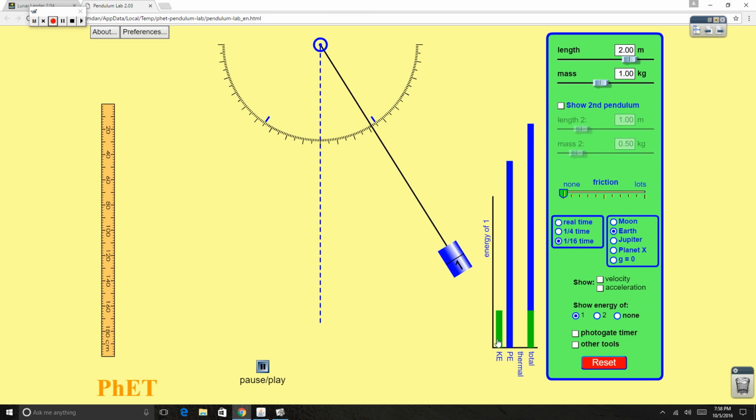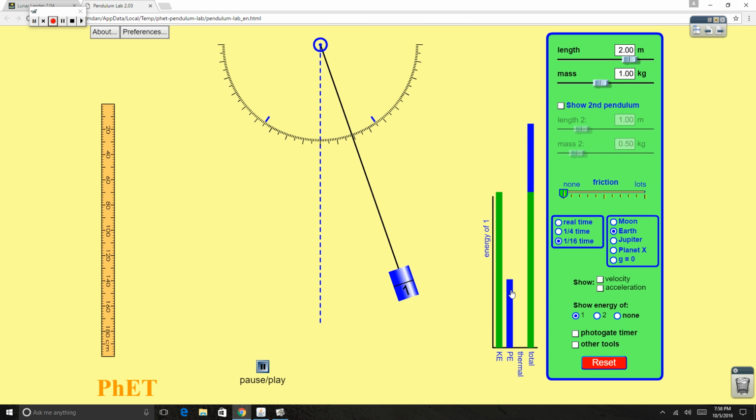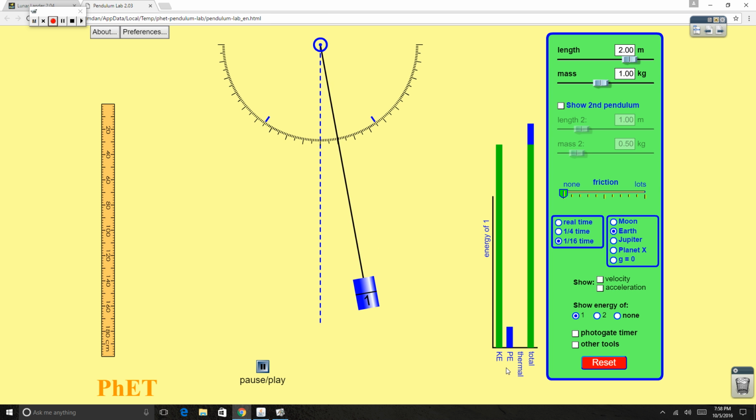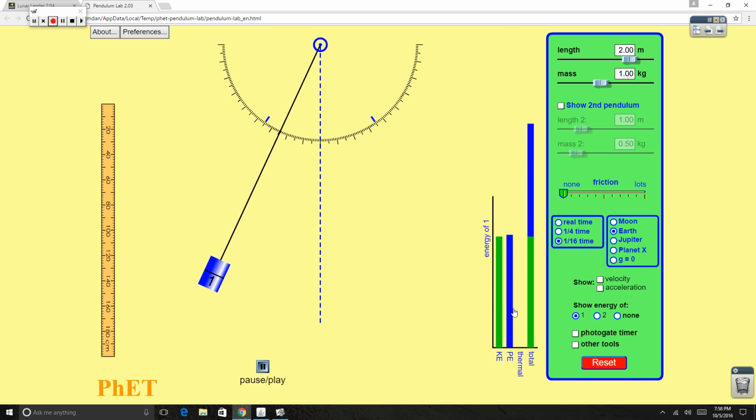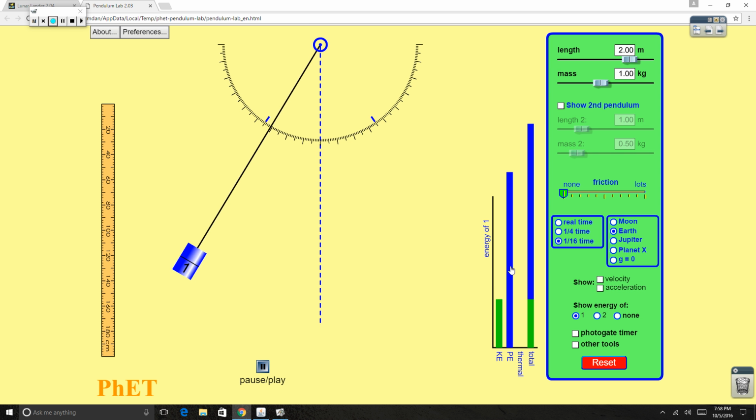When I let it go, it starts to fall, and as it falls, the kinetic goes up, but the potential drops. It's getting closer to its resting position, so it's losing potential, and it's moving faster, so it gains kinetic. As it swings up the other way, we see the opposite change. The kinetic drops, the potential goes up. It's slowing down, so it's losing kinetic. It's moving further away from its resting position, so it's gaining potential.